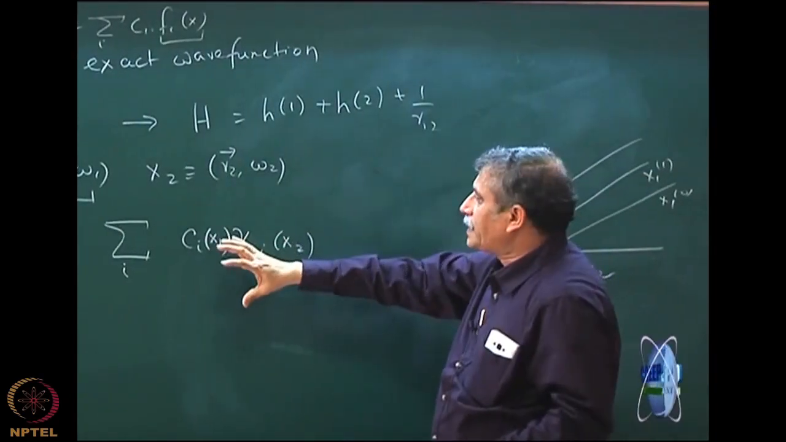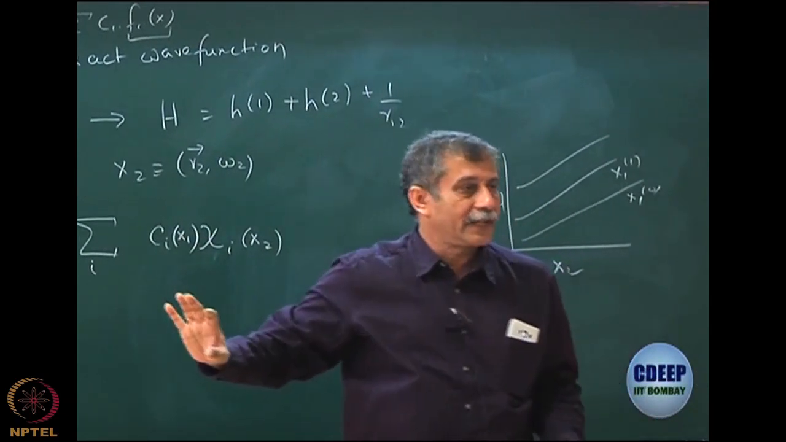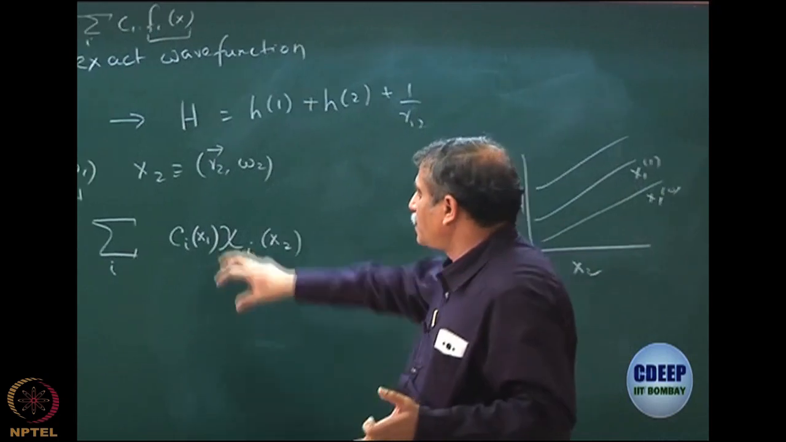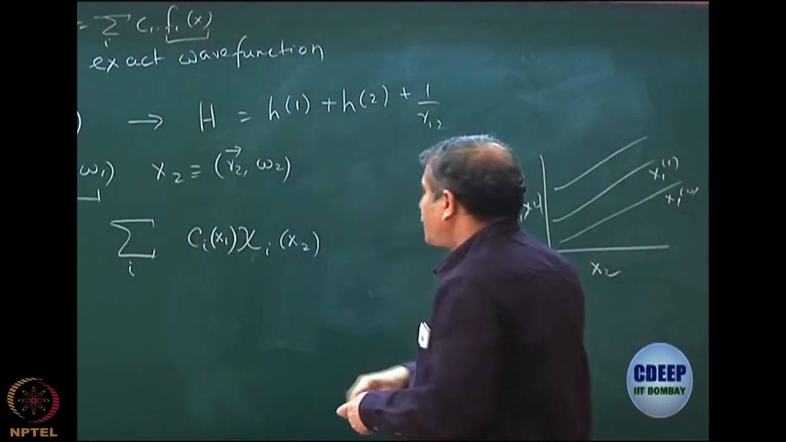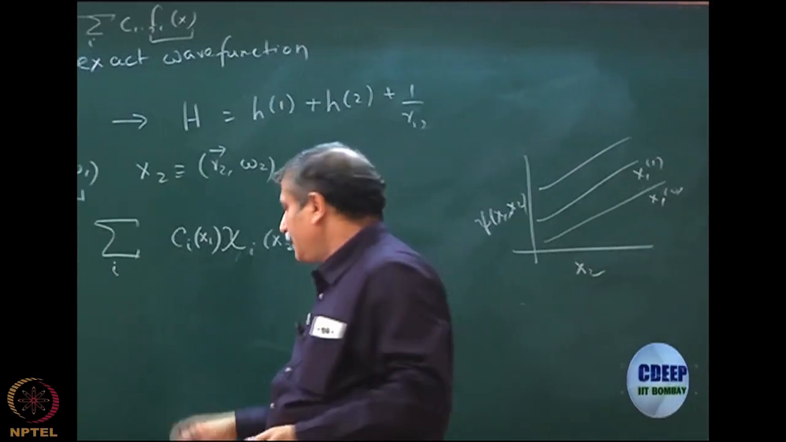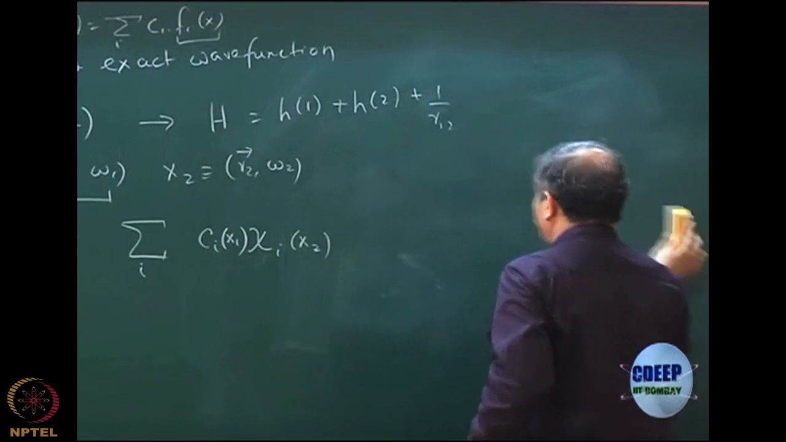So, in doing this, what is the difference? The difference will be only in the linear combination coefficient, right? When I expand two different functions in the same basis, the only thing that will change is this. So, this is changing because x1 is changing. So, eventually I can say that this ci is a function of x1, right?